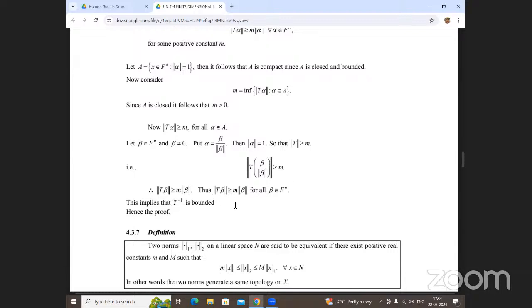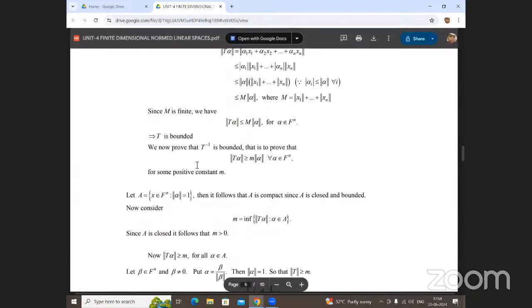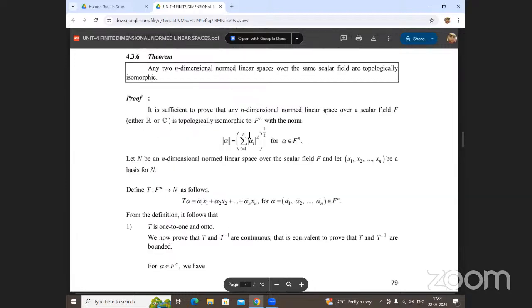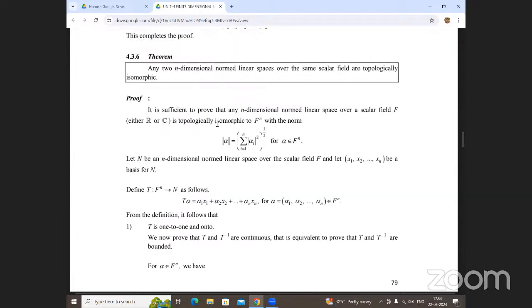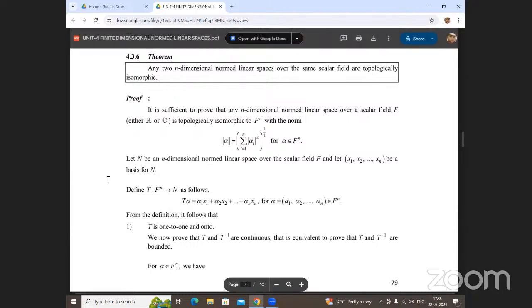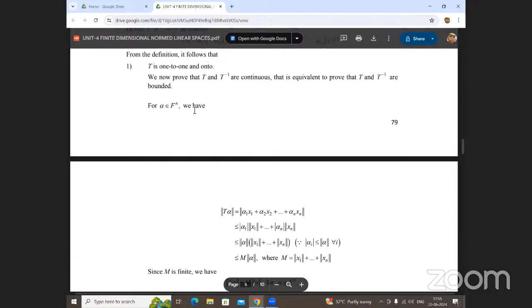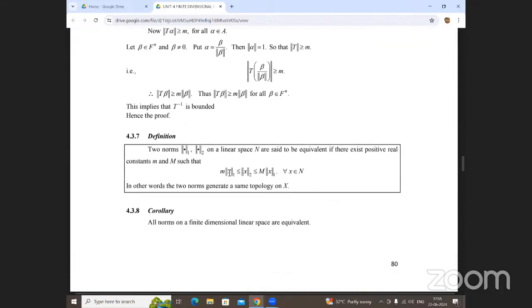So this implies the inverse transformation is also bounded. In the same manner, in the vector spaces of linear transformations, any two finite dimensional vector spaces have the same number of elements. That is the theorem at the undergraduate level. But here, specifically, any two n-dimensional normed linear spaces over the same scalar field are topologically isomorphic. That is the end of this proof. This theorem is very simple.